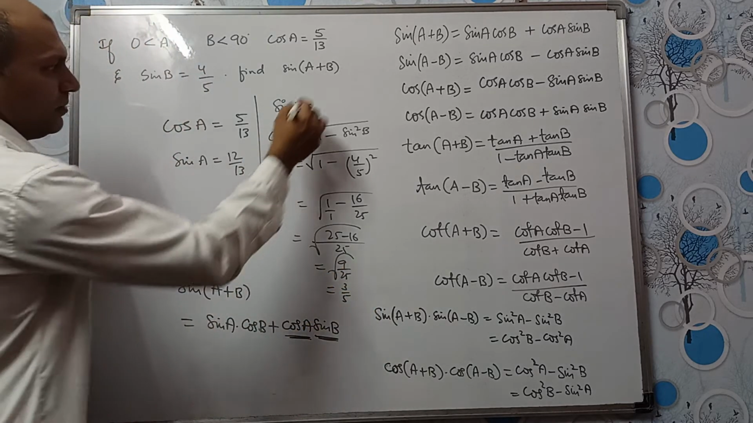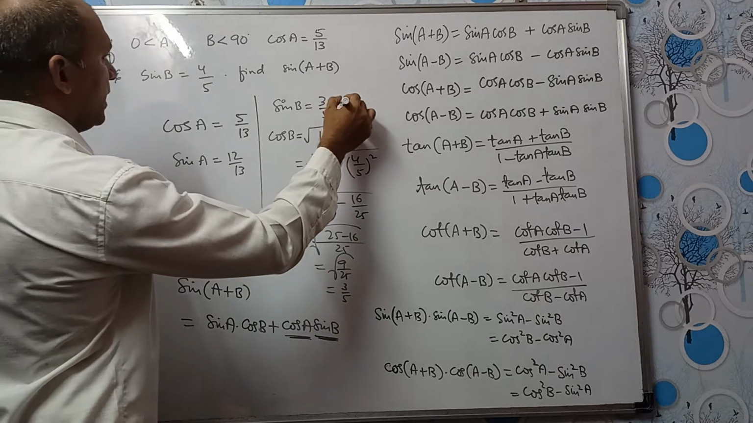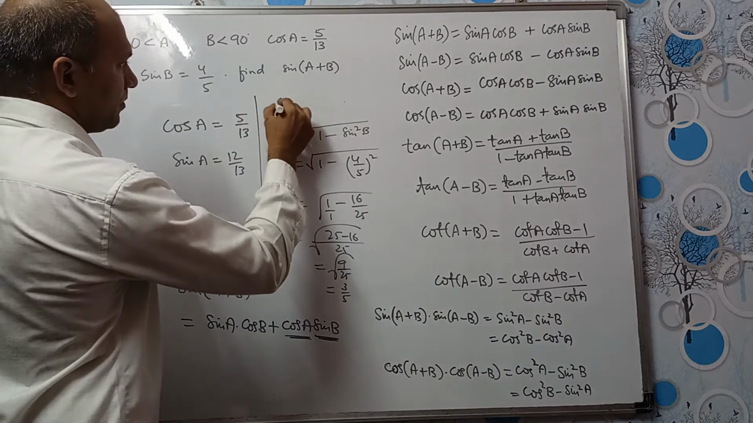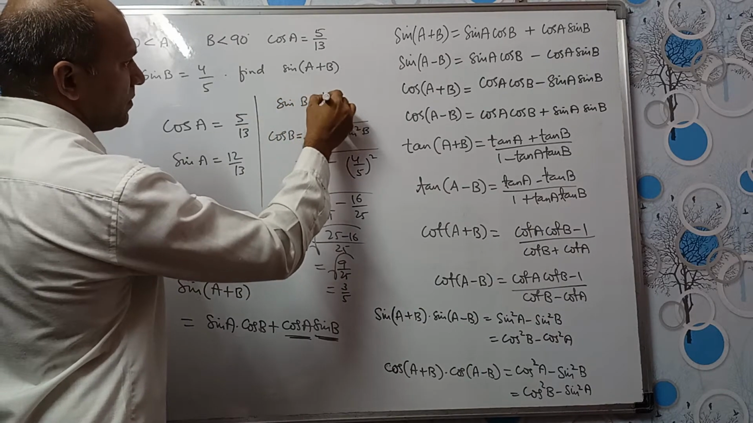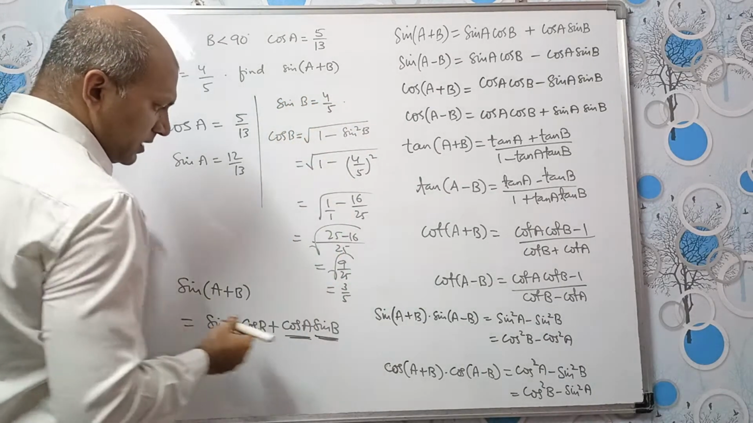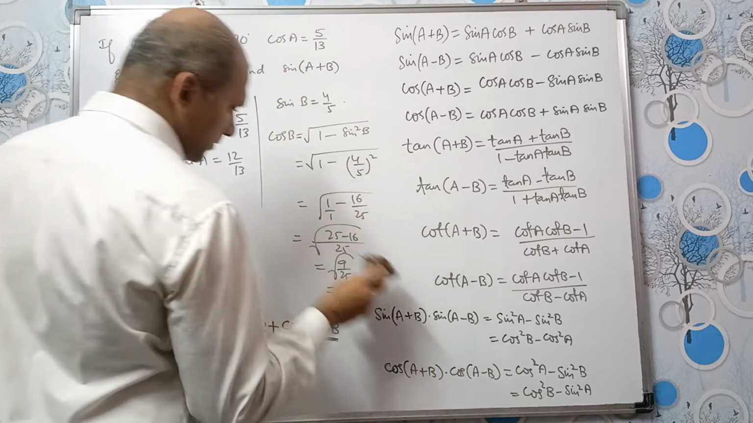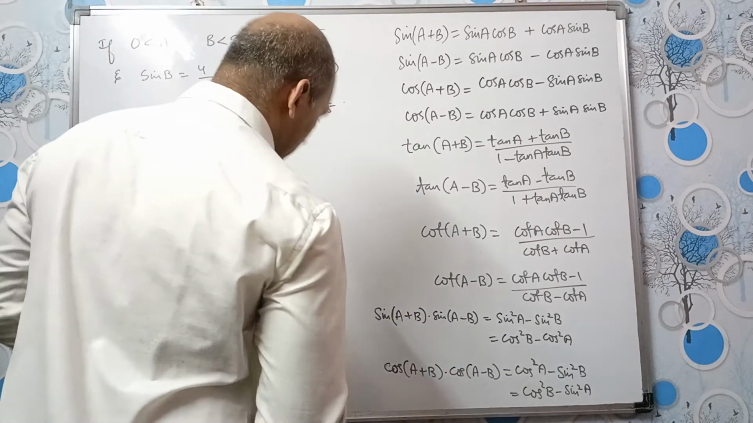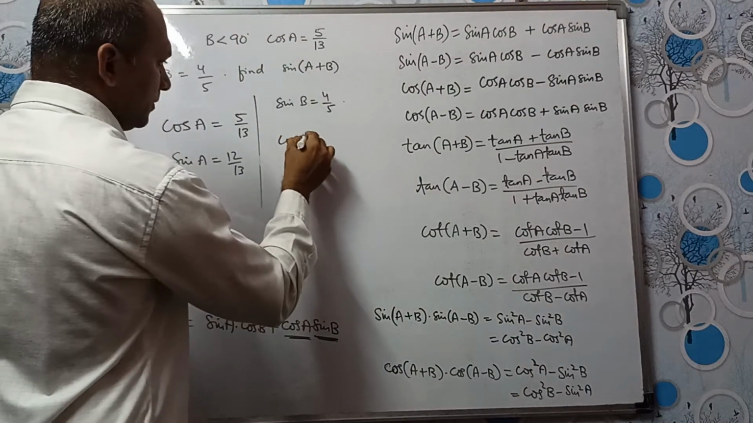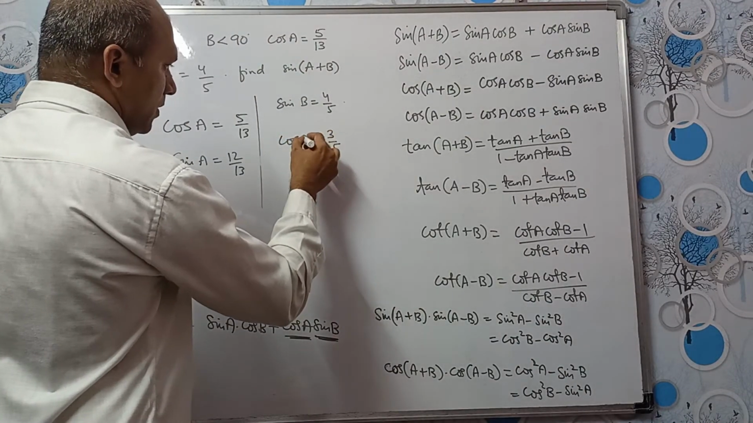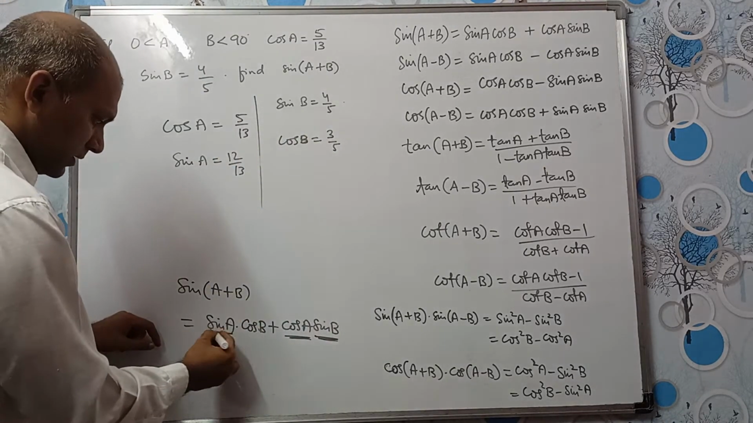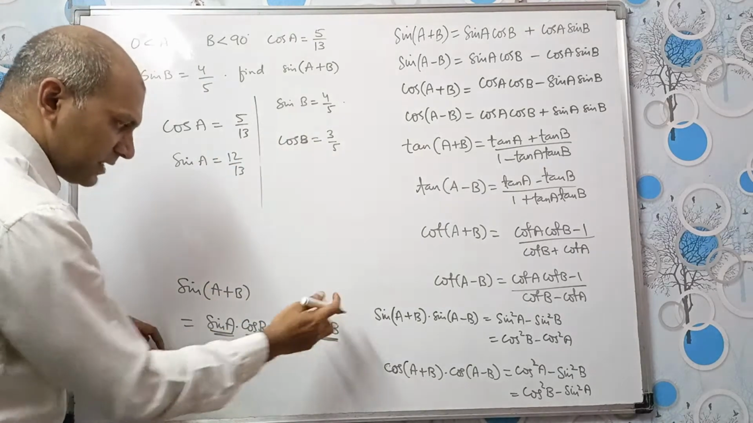Okay. So cos B is 3 by 5. Sine B is 4 by 5 and cos B is 3 by 5. Alright. We got all four terms now, right? Sine A is there, cos B is there, cos A, sine B is there.